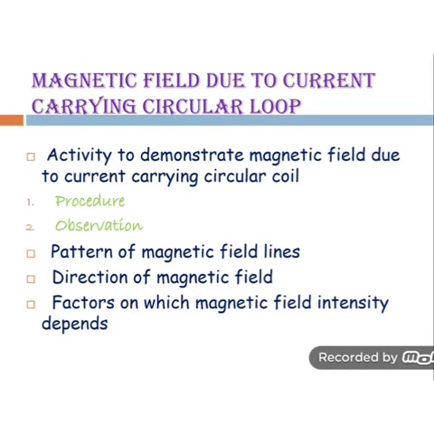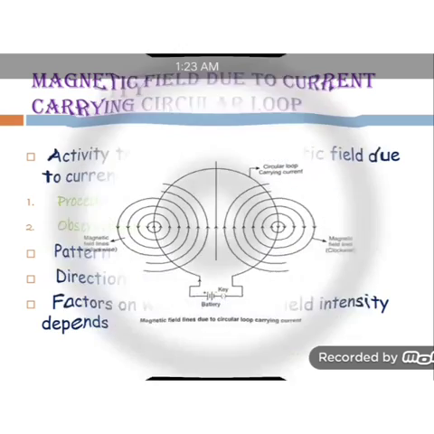Here is the next topic, magnetic field due to the current carrying circular coil. Under this heading, we will discuss the following topics: first, an activity to demonstrate the magnetic field lines through the current carrying circular coil; second, the pattern of magnetic field lines; third, the direction of the magnetic field lines; and fourth, the factors on which the magnetic field intensity depends.